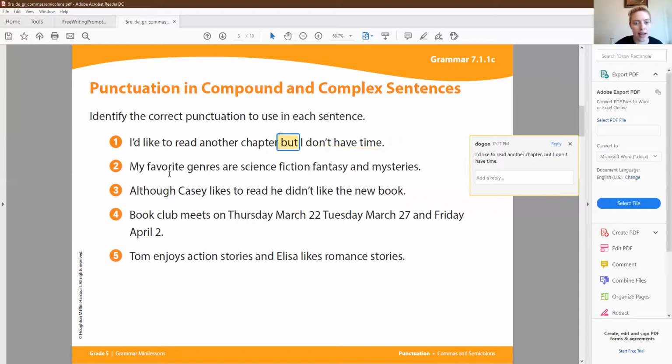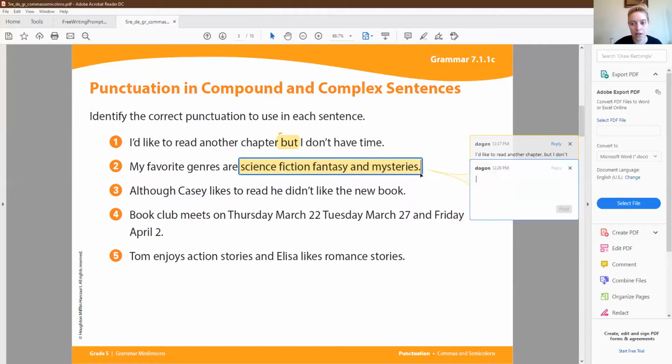All right, now let's look at the second one. My favorite genres are science fiction, fantasy, and mysteries. Okay, so if we notice here, we have a list: science fiction, fantasy, and mysteries. Okay, so our commas in this sentence need to go in between the different items in that list. Okay, so I'm going to need to rewrite the sentence with the commas separating those different things in that list.